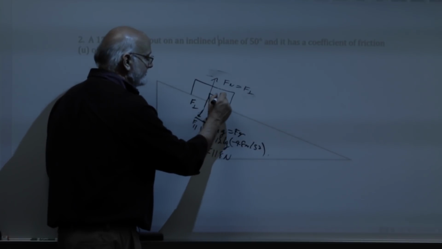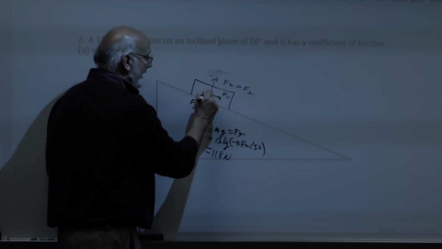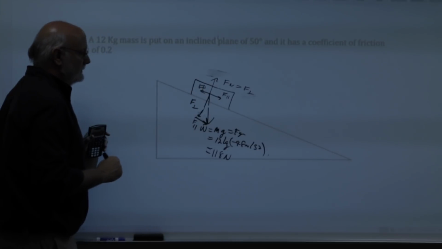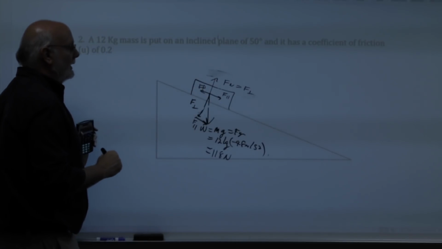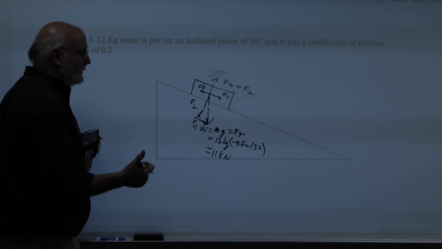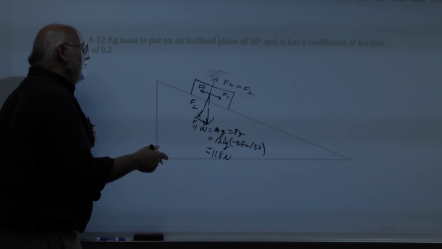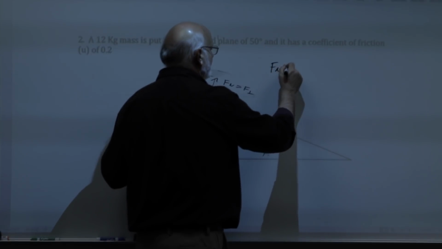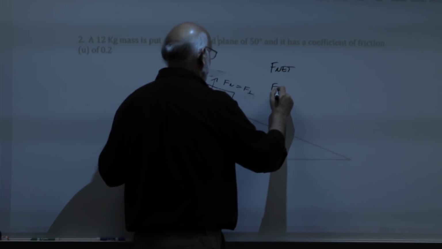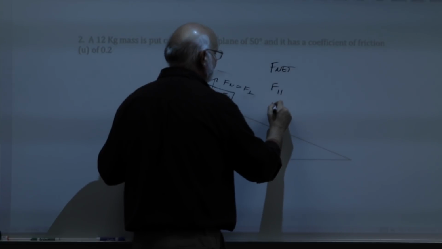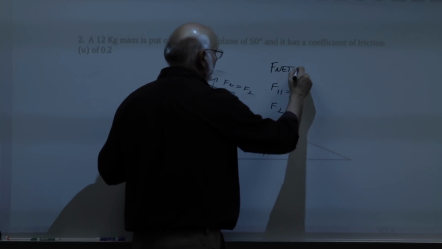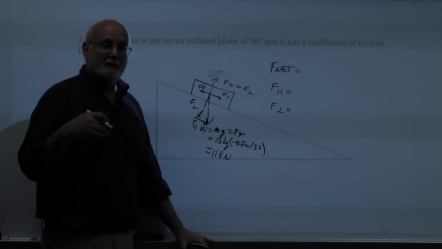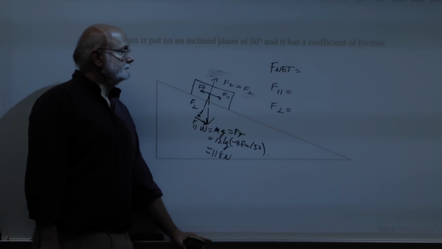Remember, the F parallel was going down this way, and you have your frictional force going that way. Now, what I want you guys to do, find the net equation, and then figure out the F net, and I want you to do the F parallel and the F perpendicular. So, really quickly, we're going to take a little break. You guys come back in just a second.